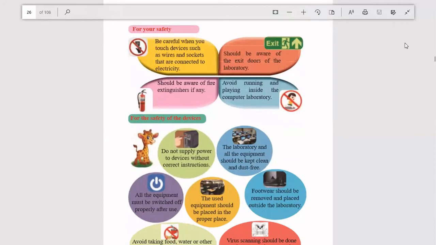And it's better to know where the exit doors are, where the fire extinguishers are, especially in an emergency case like fire. Then always avoid running and playing inside the computer lab because there are wires and equipment everywhere. So it's not safe there. It's not a playground there.